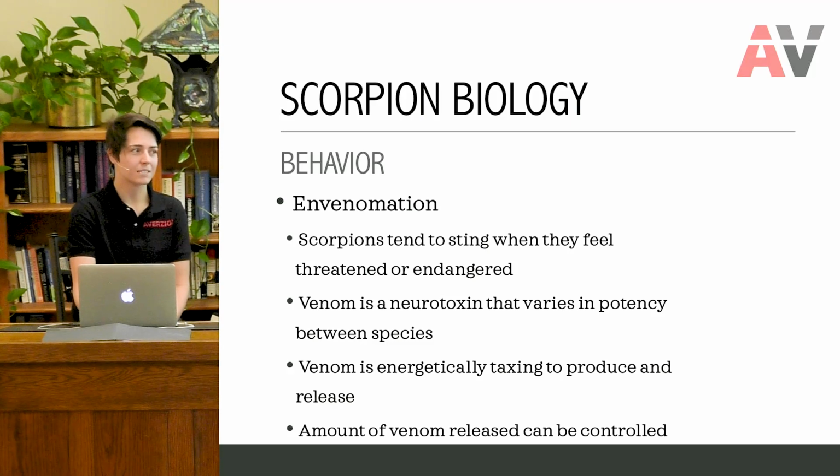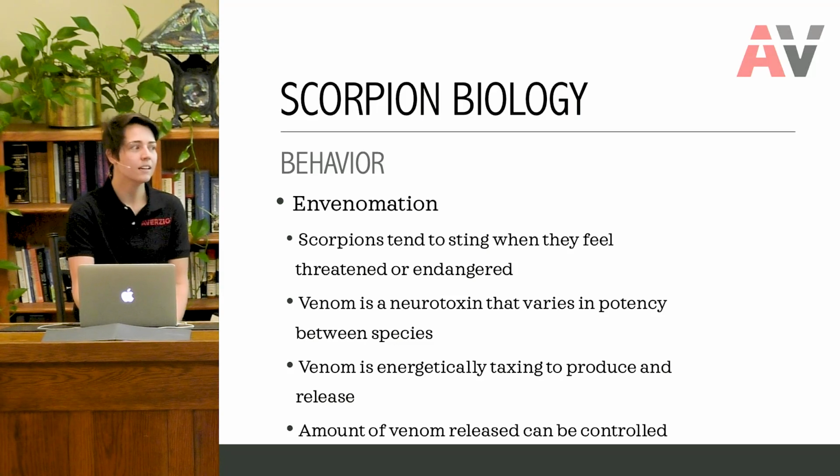Their venom, like I said before, is a neurotoxin that varies in potency among the species. So one scorpion is not going to have the exact same neurotoxin as a different species. And that potency does vary widely between species. So like I was saying, those 25 out of the nearly 2,000 are going to be medically significant and have very toxic lethal venom. The venom, however, is energetically taxing to produce and release, meaning that scorpions are going to conserve their venom when possible.